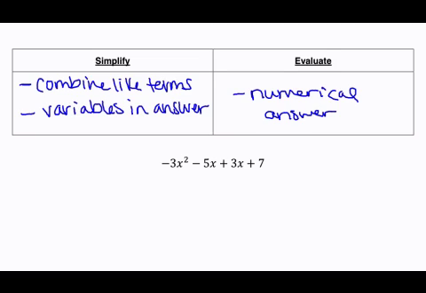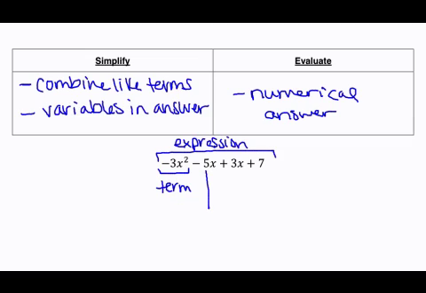The last thing I want to look at before we look at our examples is we have an expression here. There are some key terms that I want to review with you because we are going to be using them the rest of the year. Because this does not contain an equal sign, that makes it an expression. Each of these numbers and variables that we are adding and multiplying, or adding and subtracting together, we call a term. So our first term is negative 3x squared. Our second term is negative 5x. Third term is 3x. And our fourth term, our last term, is positive 7.